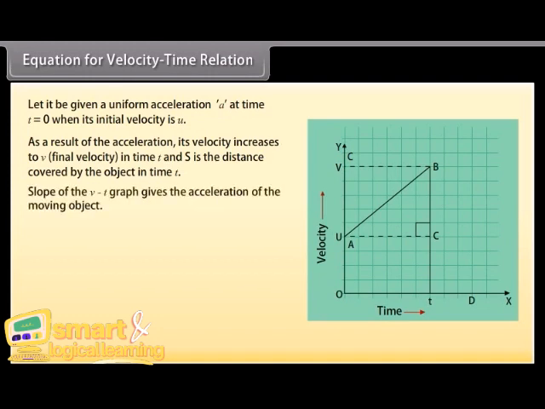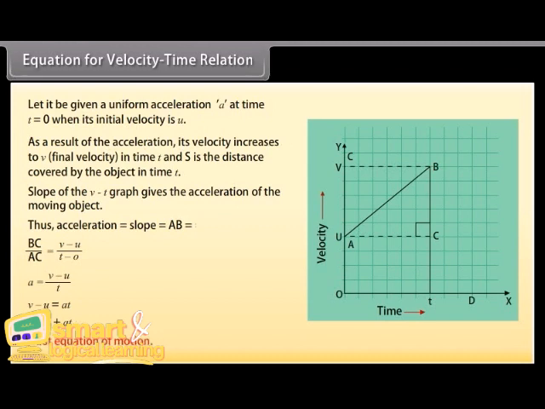Slope of the v-t graph gives the acceleration of the moving object. Thus, acceleration is equal to slope, which equals AB upon AC, which is equal to v minus u whole upon t minus 0, where a is equal to v minus u whole upon t. This gives v minus u equal to at, so v equals u plus at, which is the first equation of motion.